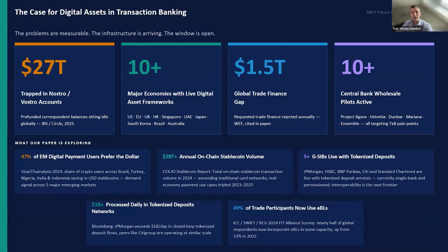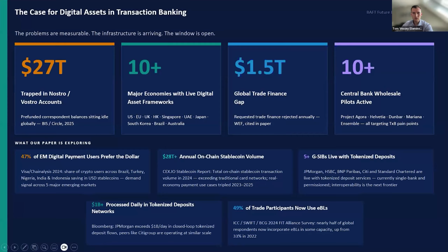The fourth box here is the central banks. So we now have more than 10 wholesale central bank pilots globally. Helvetia, you might have heard of Dunbar, Mariana, Agora. And what's important here is to note that it's not just the number of pilot cases, but more what they are trying to achieve. They're targeting the same challenges that we deal with on a day-to-day basis in transaction banking: settlement finality, cross-border coordination, liquidity efficiency. So I think, more in general, this does signal that central banks are also evolving in parallel with what the banks are doing.